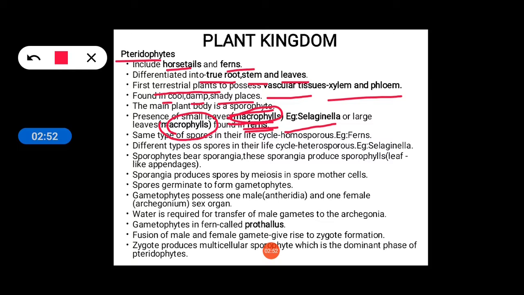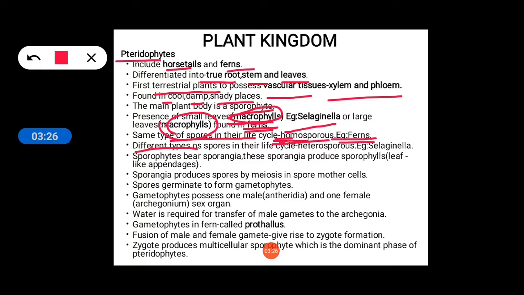Same type of spores in their life cycle. If the pteridophytes possess the same type of spores in their life cycle, then that type of pteridophytes are known as homosporous. Homo means similar, so similar spores, that is homosporous. Examples of such pteridophytes that possess homospores are ferns.